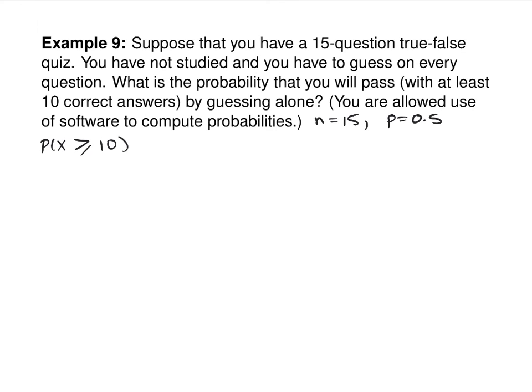And now think, the event 10 and up means you got 10, 11, 12, 13, 14, or 15 of them, right? That's the opposite of, or the complement of, having less than 9, correct? Okay, so in Excel, or something like that, I'm going to find the probability that x is less than or equal to 9.